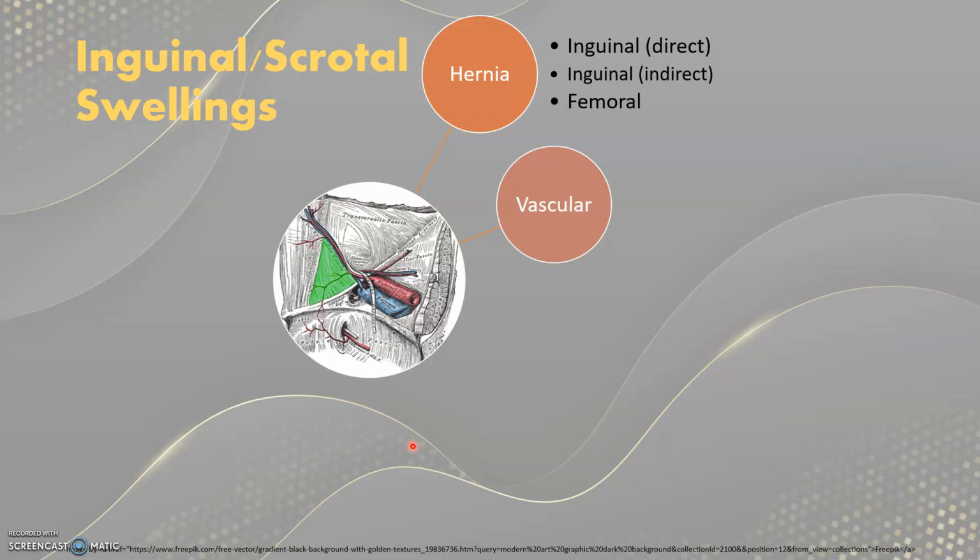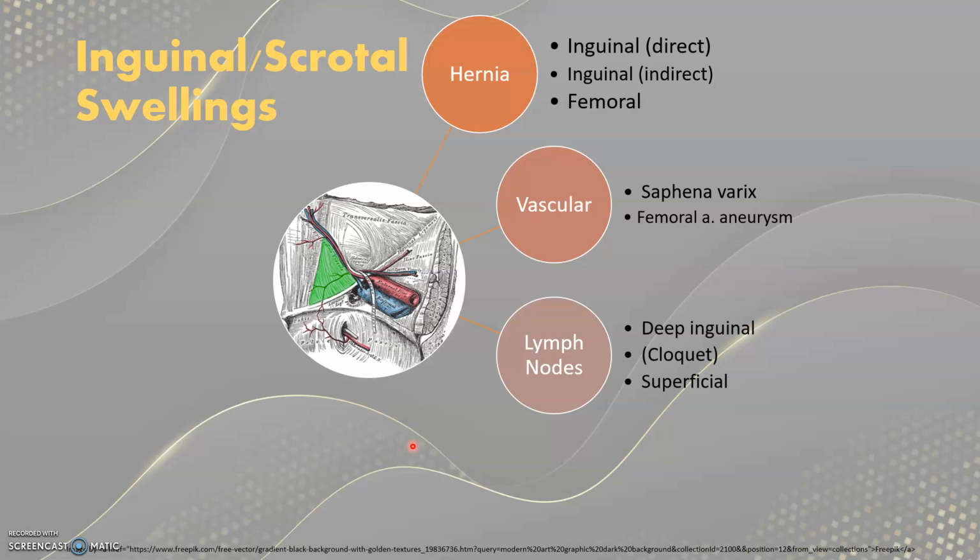Vascular swellings can also occur in the groin area, such as a saphena varix within the scrotum or a femoral artery aneurysm just below the inguinal ligament. There may be lymph nodes involved, either deep or superficial. Remember that the node of Cloquet may be associated with disease of the glans penis, such as penile carcinoma.